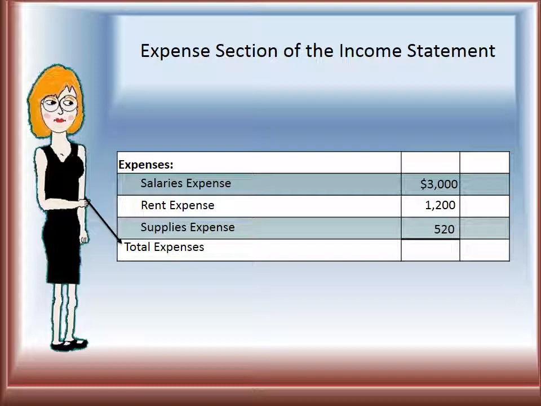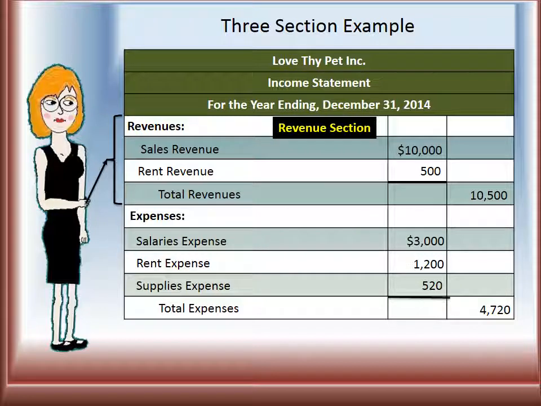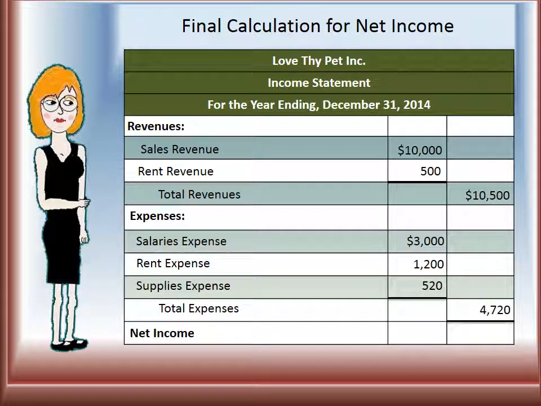And then we will place the title, total expenses, and we will add all our expenses together to get total expenses. So let's look at it together. We have the header section of the income statement, and then we have the revenue section of the income statement, and then finally we have the expense section of the income statement.